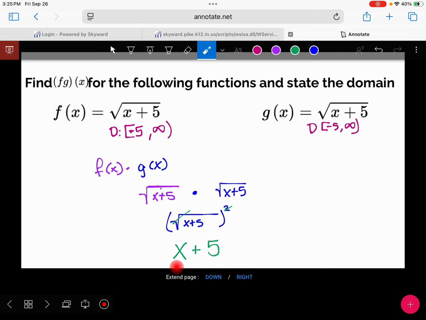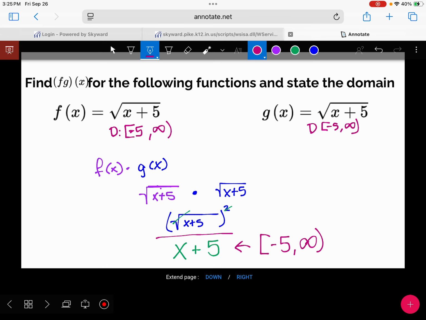If I looked at just this piece, this would have a domain of all real numbers. However, since it came from a restricted domain, we did operations on these to get here, it's still coming from this world. This is where it started. This is like where it launched from. So it's still a part of that world. So the domain of this function is going to be the same that it started with.